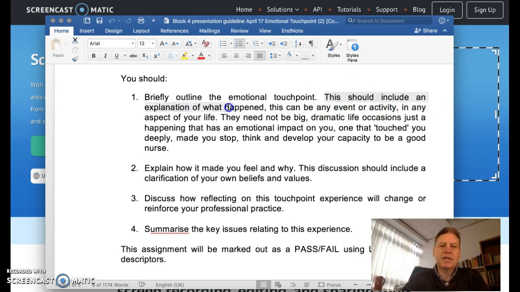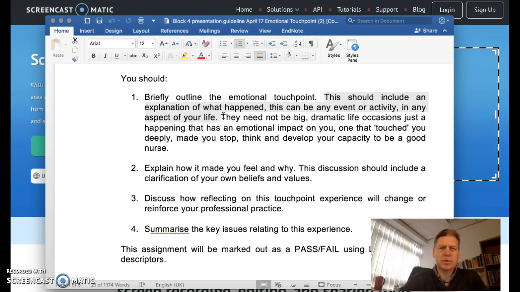This could be an event or activity in any aspect of your life. So it could be something to do with practice. It could also be something to do with your personal life that's really made you think about your practice, things you've come across in university, seminars that you've done, simulations that you've done, sessions where we've talked about things that have really struck a chord with you.